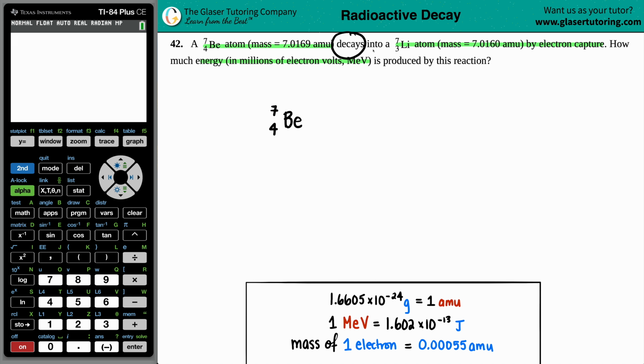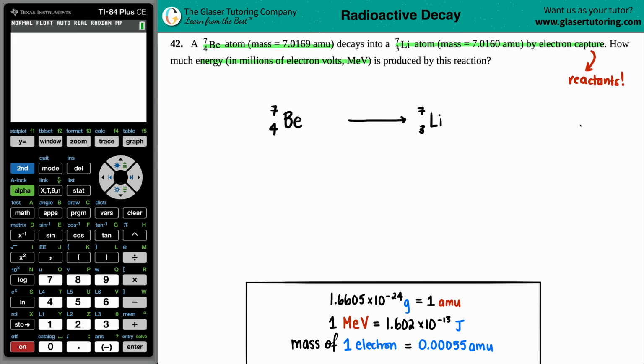And it says it decays into, so I know that I'm going to yield my beryllium into my lithium, so Li, 7, 3. And they did tell me that we have an electron capture reaction going on here. So if you are capturing a subatomic particle, in this case it's an electron, that electron is going to be caught and it's going to be in your reactants.